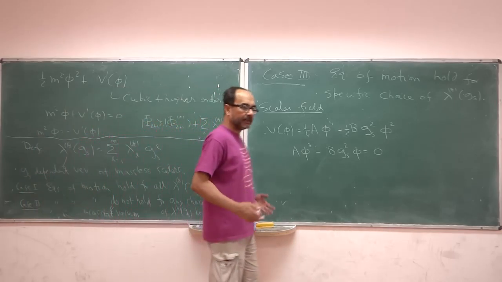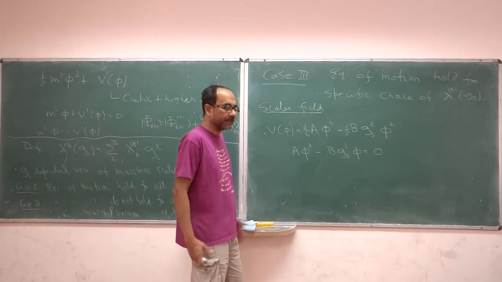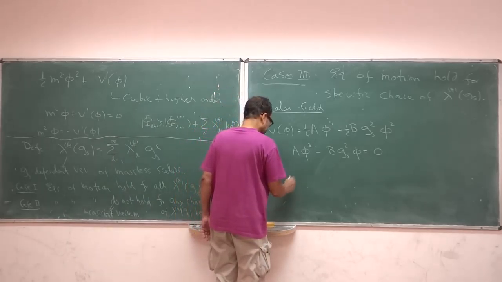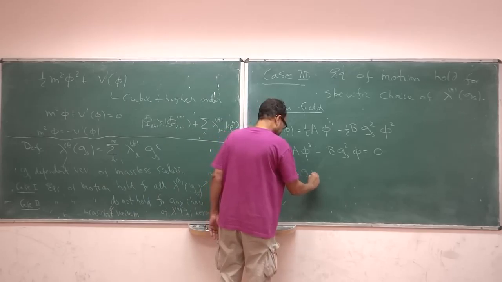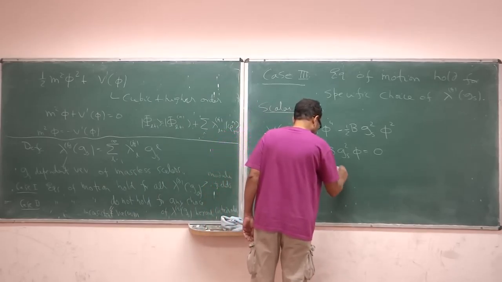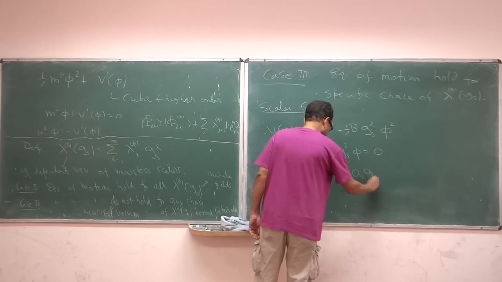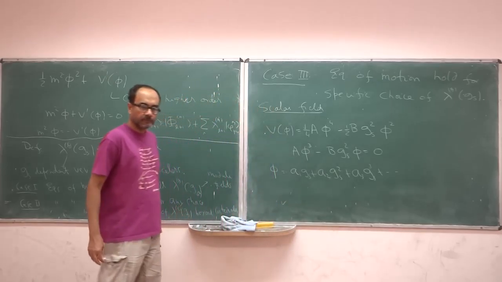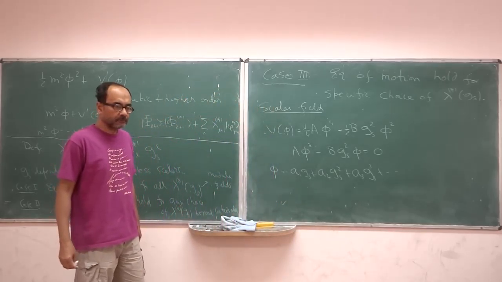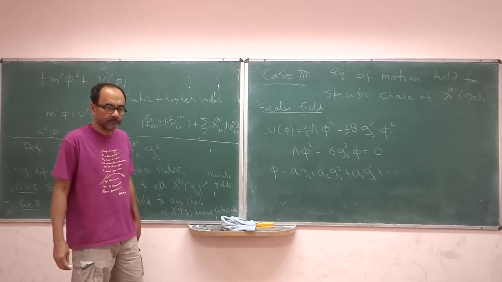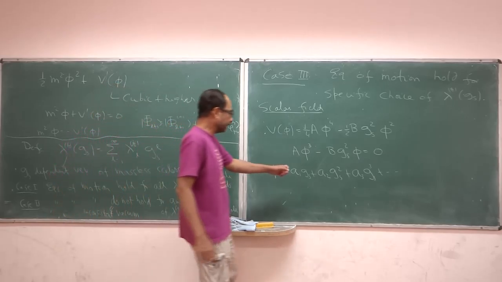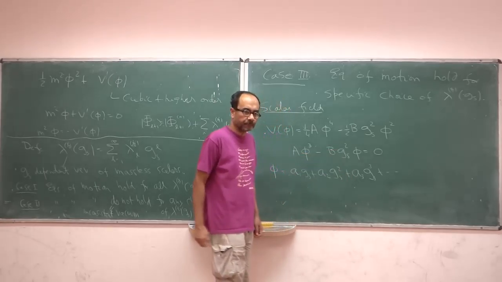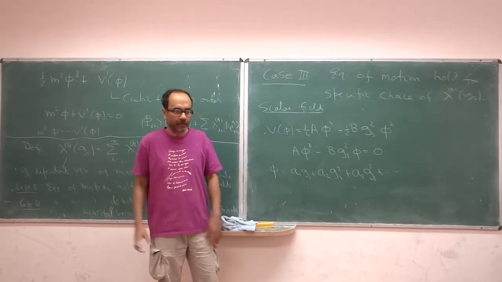So let's start solving it. Let's look for a series expansion of phi in powers of g_s. So phi is A1 g_s plus A2 g_s square plus A3 g_s cube and so on. We will try to determine the coefficients A1, A2, A3, etc. by looking at the corresponding equations of motion to order g_s, to order g_s square, to order g_s cube and so on.